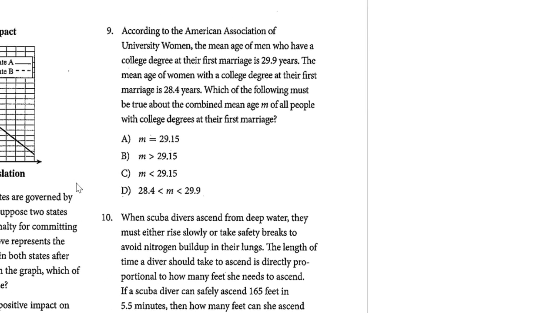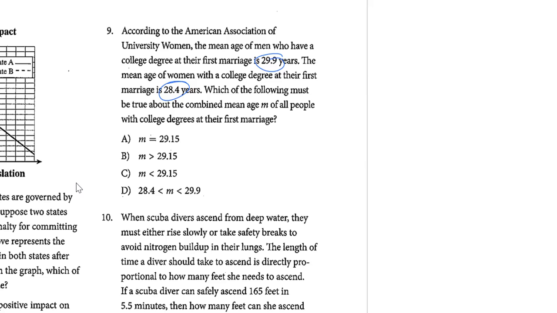Okay, so we're looking through our prompt here. Our goal is to find which of the following must be true about the combined mean age, M, of all people with college degrees at their first marriage. Here it says the age of men is 29.9, and the age of women is 28.4. If we think about how we find an average of the two, that would mean we'd add those two numbers and divide by 2. So it's not necessarily going to be this perfect outcome.